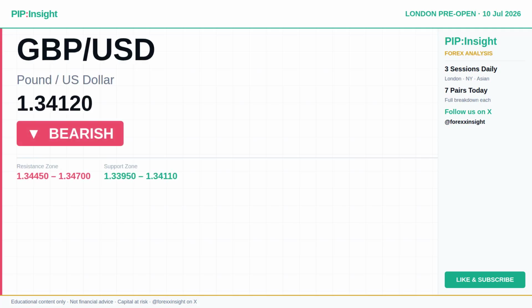Pound dollar. The chart is showing tentative bearish structure on this session. The 4-hour trend is to the upside and the 1-hour is also pointing lower. Resistance is marked between 1.3445 and 1.347. Support is marked between 1.3395 and 1.3411. Here is the full chart breakdown.